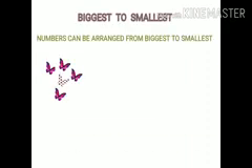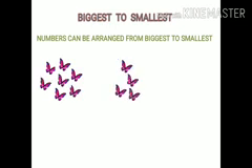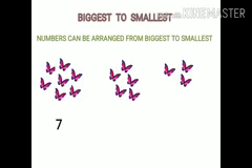Now let us see how to arrange the numbers from biggest to smallest. Here, let us take 3 sets of butterflies. The first set, second set, and third set. Let us count the number of butterflies in each set. The first set has 7 butterflies. The second set has 5 butterflies. And the third set has 3 butterflies. We can see that the numbers are from big to small. So, in this way, numbers can be arranged from biggest to smallest.